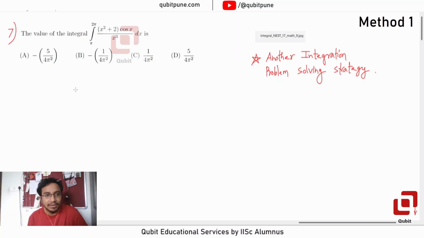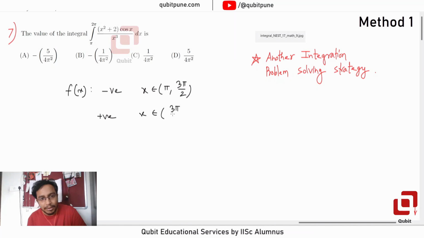Please pay attention that our integrand f of x is negative when x belongs to pi to 3 pi by 2, and it is positive when x belongs to 3 pi by 2 to 2 pi.